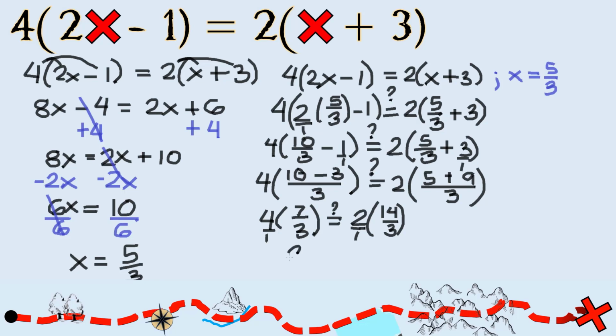4 times 7 is 28. Denominator 1 times 3, 3. Equal to 2 times 14 is 28. 1 times 3 is also 3. Since both sides of the equation here have the same value of 28 thirds, no need to come up with its mix nor a value with decimal notation. That's enough to say that the value of our unknown, being 5 thirds, is the correct value of the unknown in this given equation.